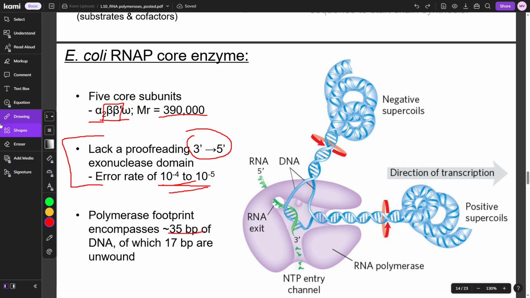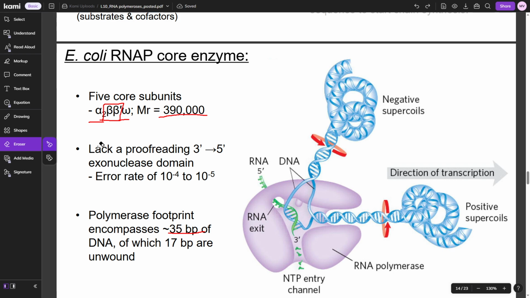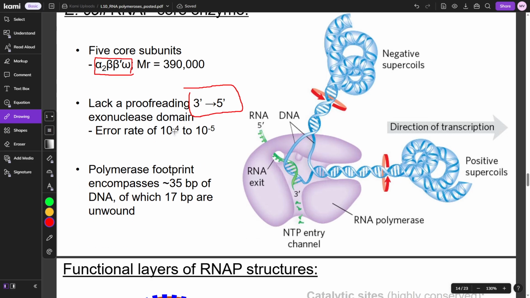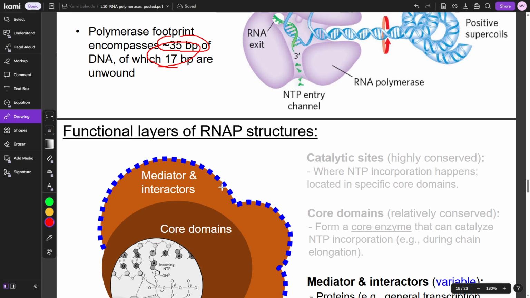So to memorize things from this, I would say memorize these 5 core subunits. Memorize that it doesn't have a 3' to 5' exonuclease. Memorize that it has some error rate, not too crazy, but it does. And then I would say memorize this: it encompasses 35 base pairs and 17 of them are unwound.